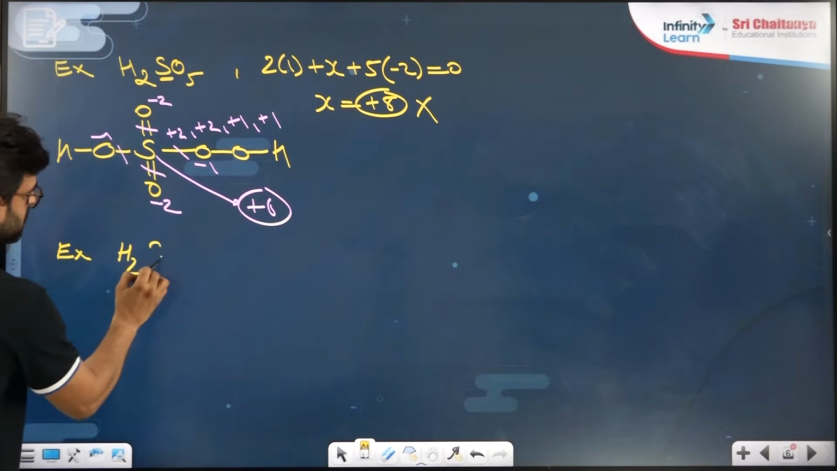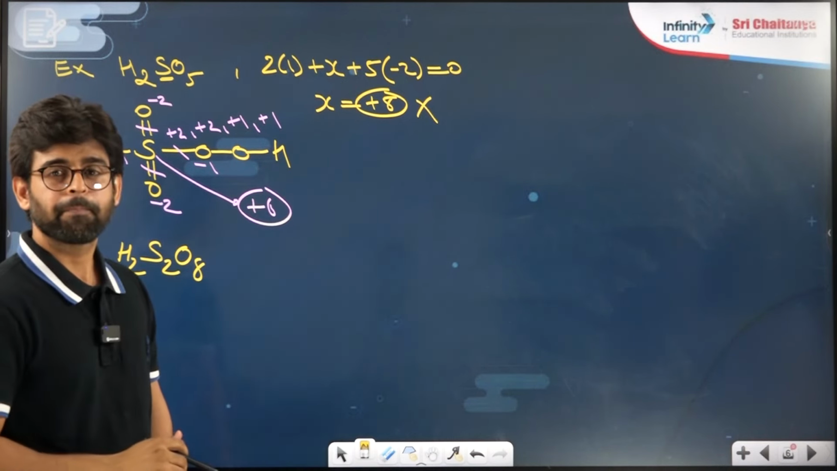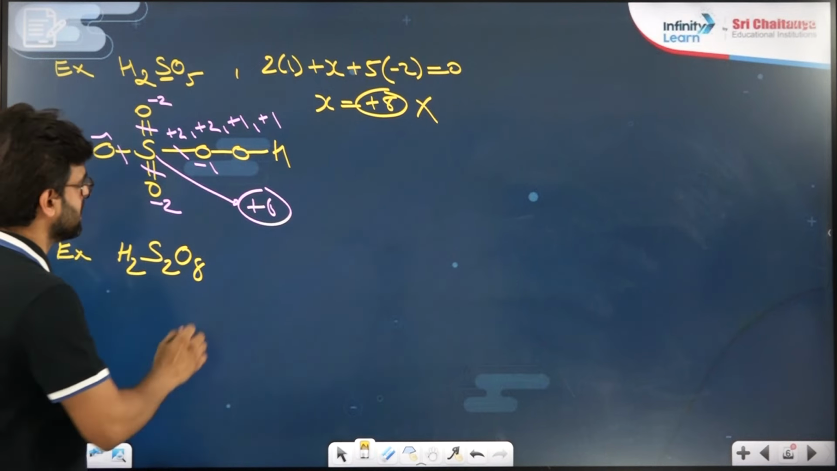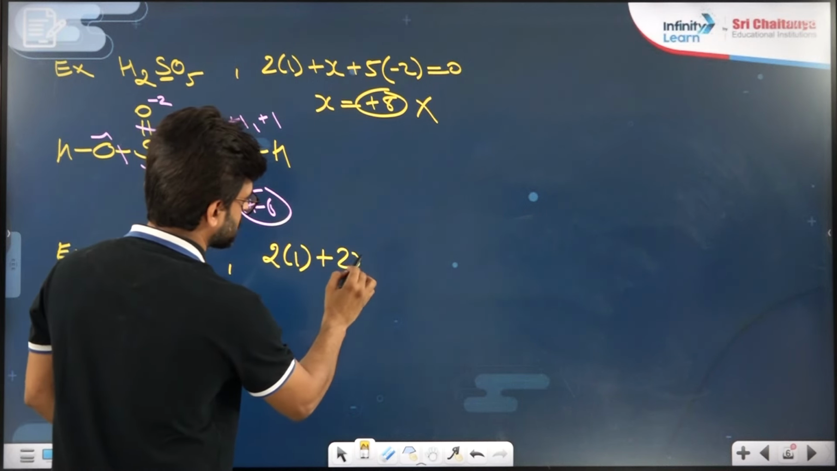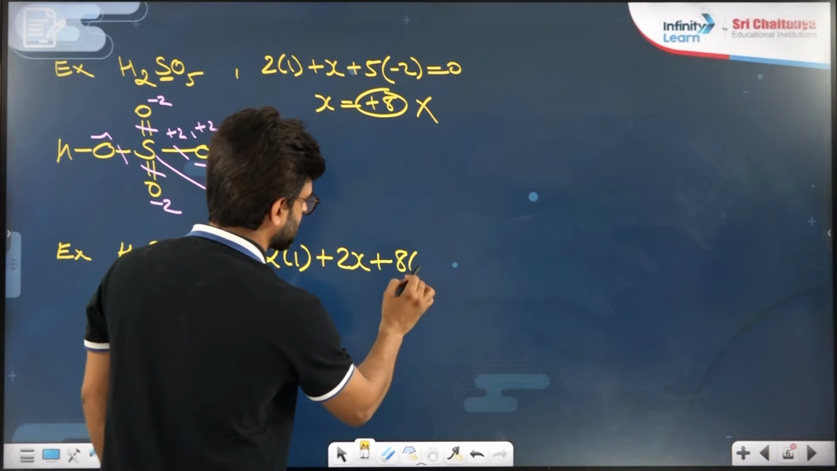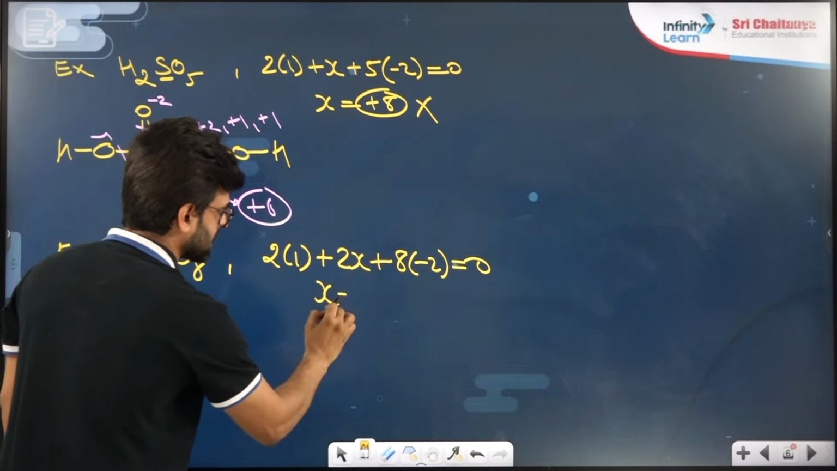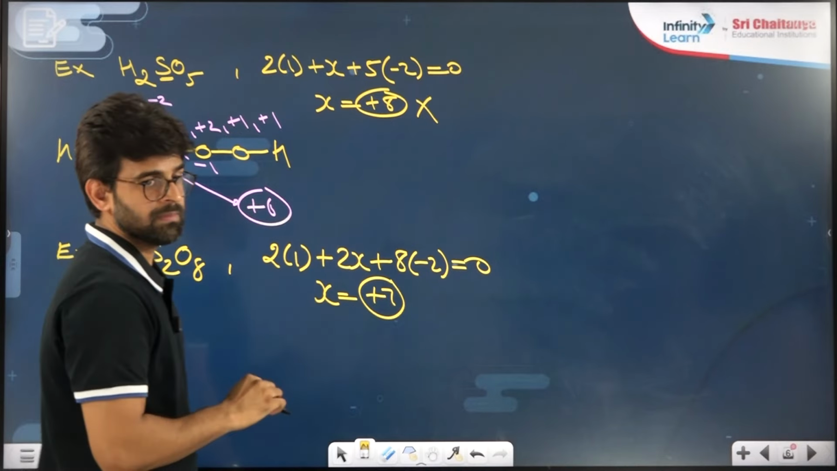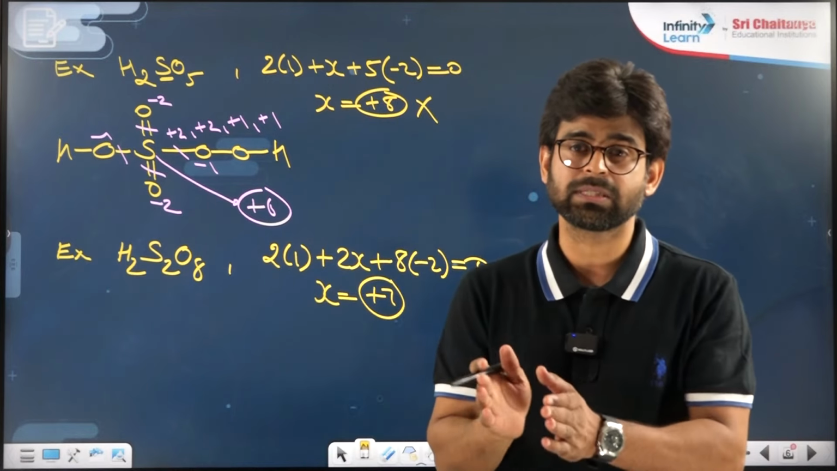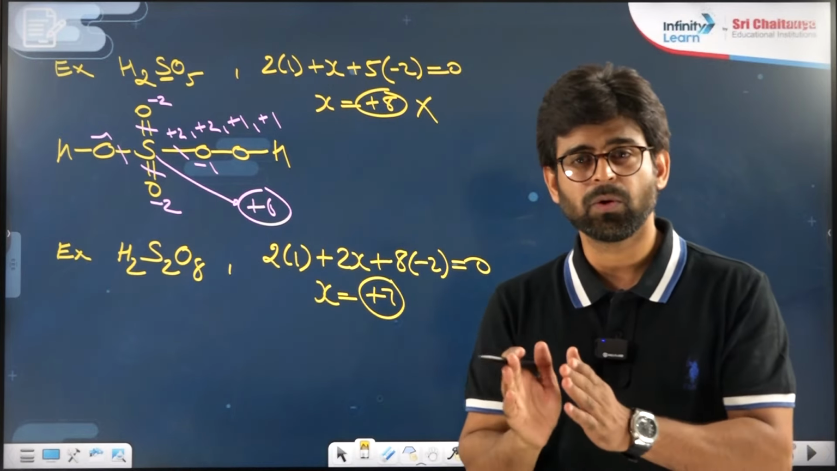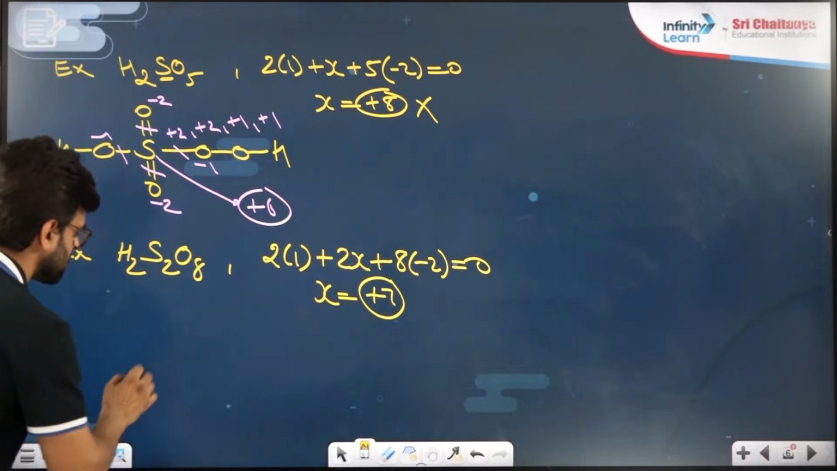If we take H2S2O8, peroxy disulfuric acid, or you can say Marshall's acid, and apply the formula, 2 into 1, sulfur is 2x, and here we have 8 × -2, equals to 0. If we solve this, x is coming +7. The formula is giving us that sulfur is getting a +7 oxidation state. But again, it is wrong. Sulfur can't have more than +6, right? So we will go for the structure.